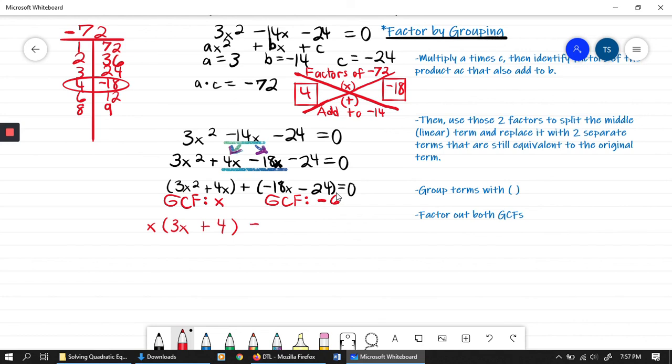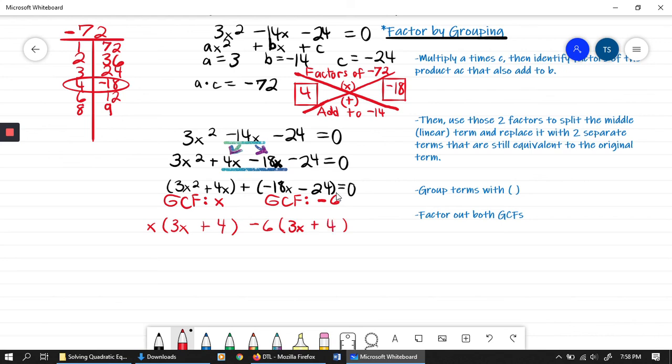If we factor out that GCF, negative 6, what's going to be left over? Negative 6 times what will give us negative 18? Negative 6 times 3 will give us negative 18, and there's still an x left over. And then negative 6 times what will give us negative 24? Negative 6 times positive 4 will give us negative 24.